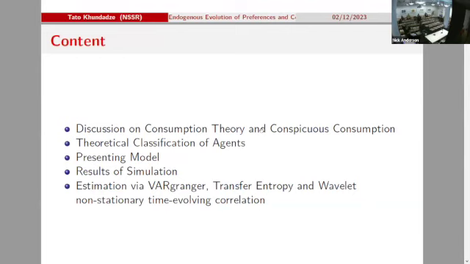Great. So these are the major things which I want to discuss today. This is related to conspicuous consumption and consumption theory, and I will discuss different ways of classification of the agents and economic agents, and I will present the model of the network theory, how we can model conspicuous consumption through network theory. And then I will also present some simulations.